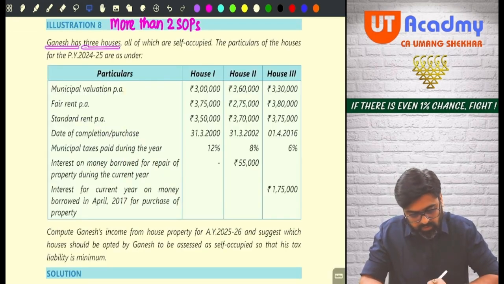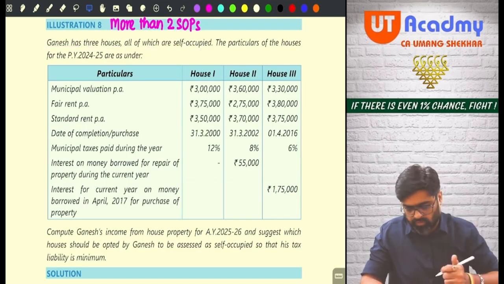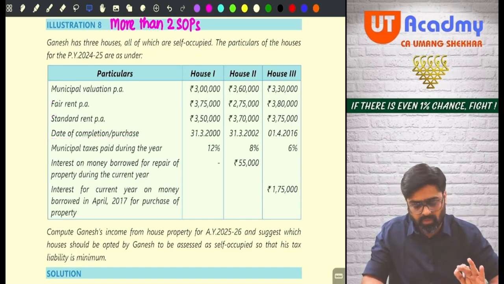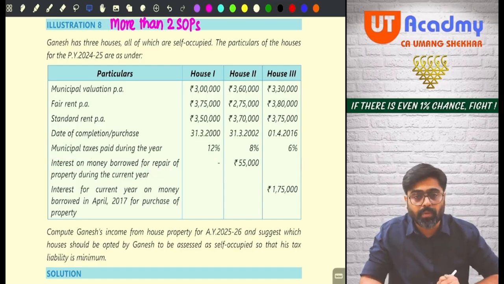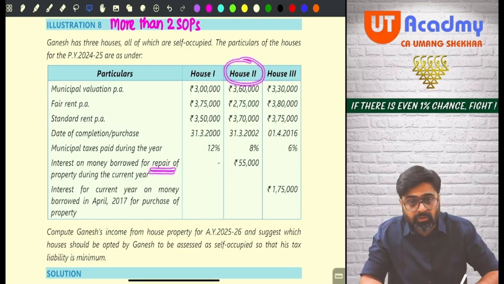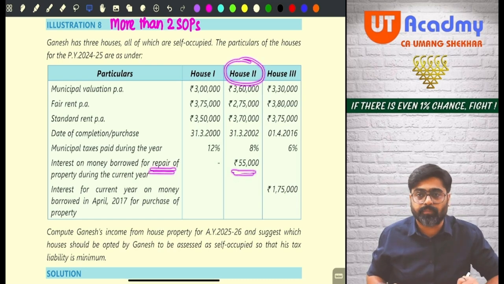Ganesh has three houses, all of which are self-occupied. Particulars of all the houses are given: municipal value, fair rent, standard rent, and whether the construction or purchase of the house was completed. Then municipal taxes of the houses are given. Interest on money borrowed for repair of property: that means for house 2, you have taken a repairs loan. On that, interest is given 55,000.